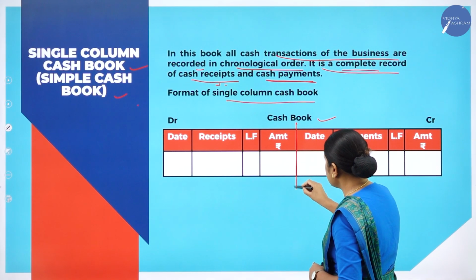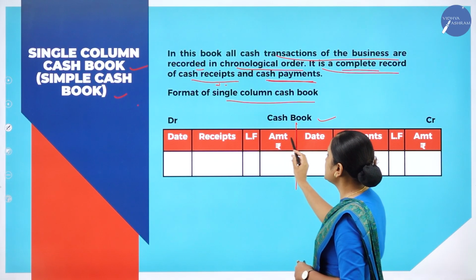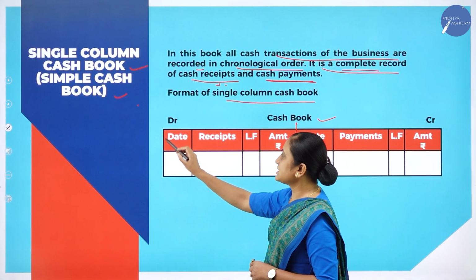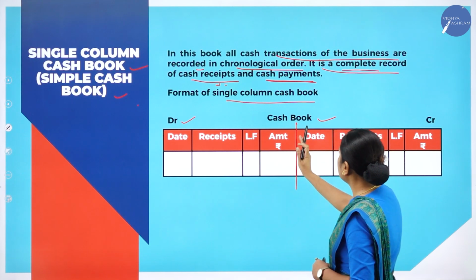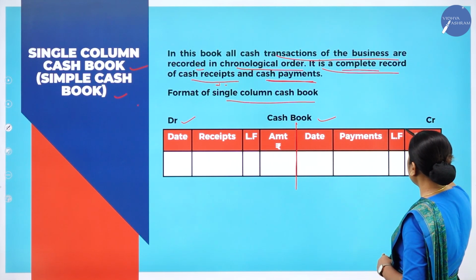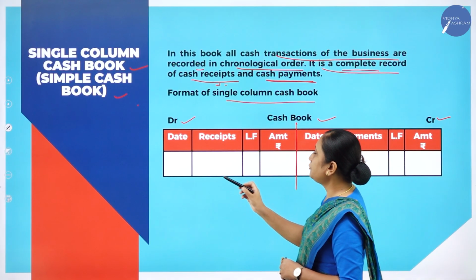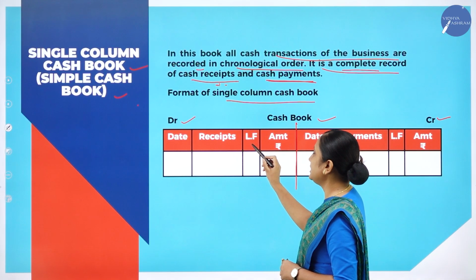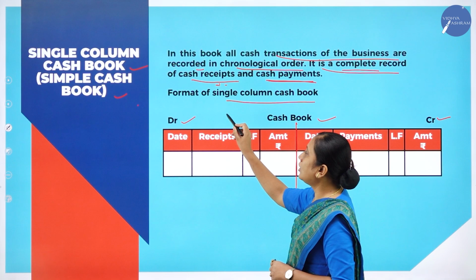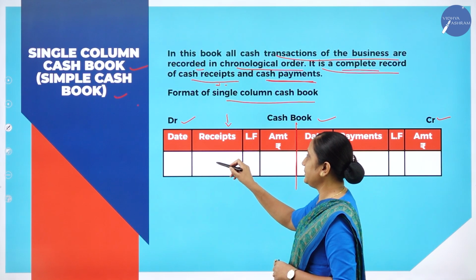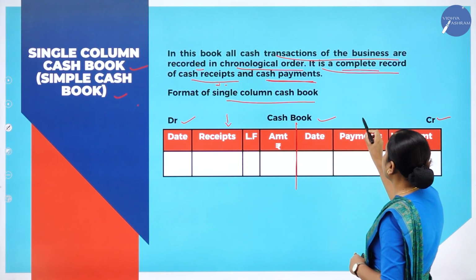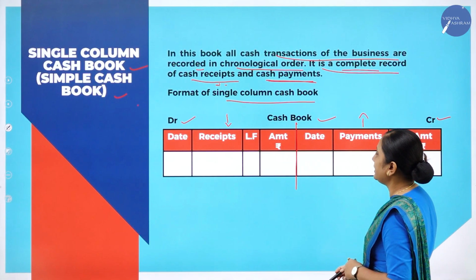It is a T-shaped account. This side we call the left side, that is the debit side. This side we call the right side, that is the credit side. Followed? So this is the format. Date, receipts, LF. LF is ledger folio. All cash inflows will be entered on the debit side, receipts. All cash payments will be entered on the credit side.